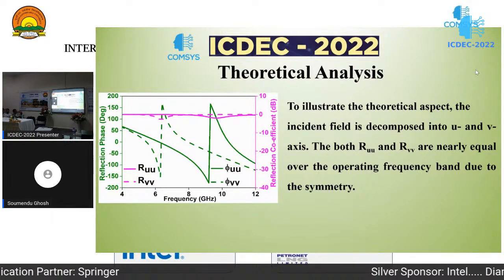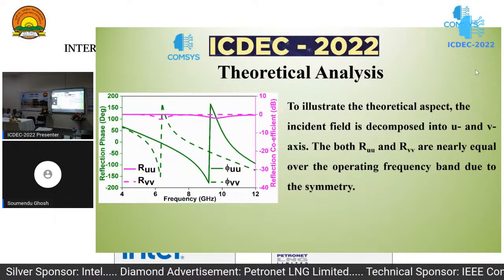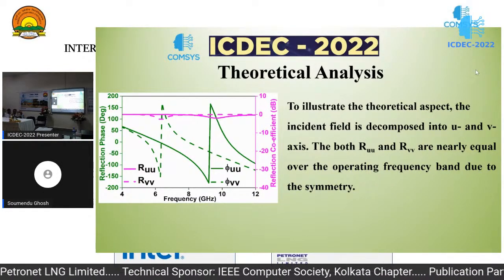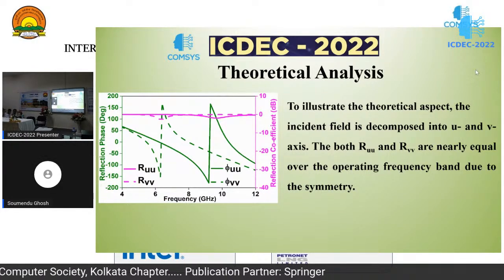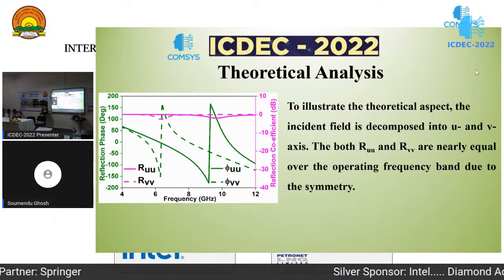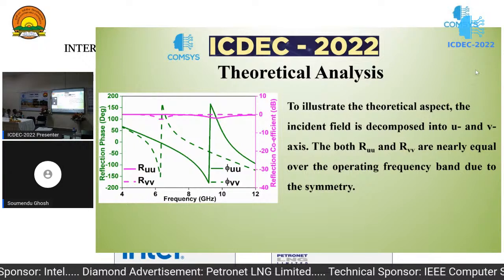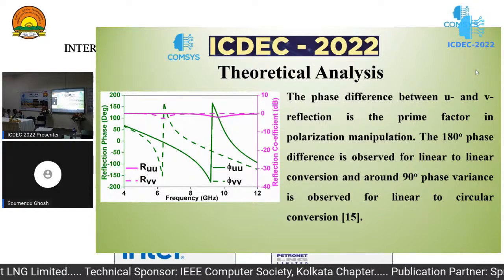And using theoretical analysis to understand this, we decompose the incident electric field along the U and V axes. The U and V axes are at plus minus 45 degrees to the X and Y axes, which shows nearly equal co-polarized reflection on the U and V axes, due to the symmetry of the structure on the basis of the U and V axes, which are 45 degrees inclined. Here the phase difference between the U and V reflection phases is the prime factor.